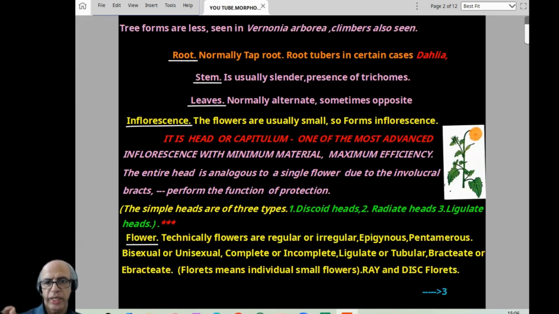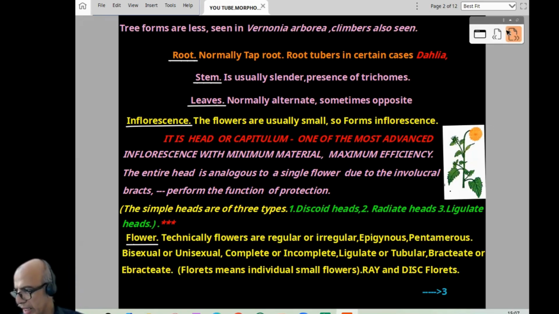Inflorescence important, it is head or capitulum, most advanced inflorescence, minimum material, maximum efficiency. Entire head is analogous to a single flower, as the involucral bracts perform the function of protection. Then simple heads are of 3 types: discoid, radiate, and ligulate. Flower, it is regular, irregular, epigynous, pentamerous, bisexual, unisexual, complete or incomplete, ligulate or tubular, bracteate or ebracteate. Florets means individual small flowers. Ray florets will be there, disc florets will be there.